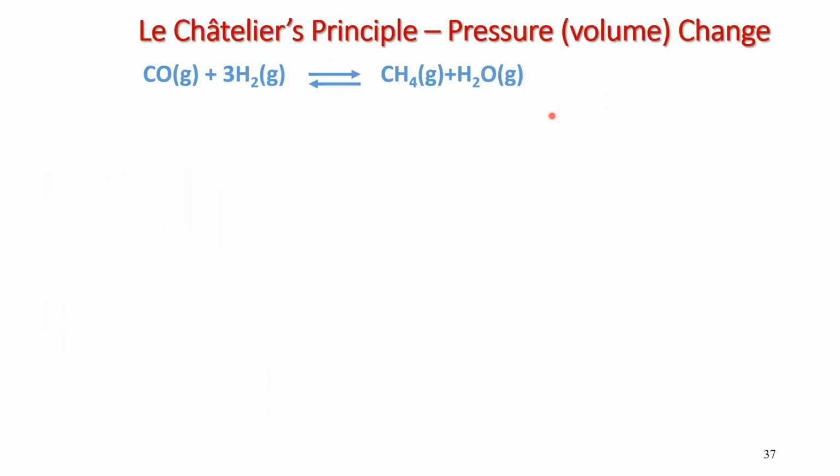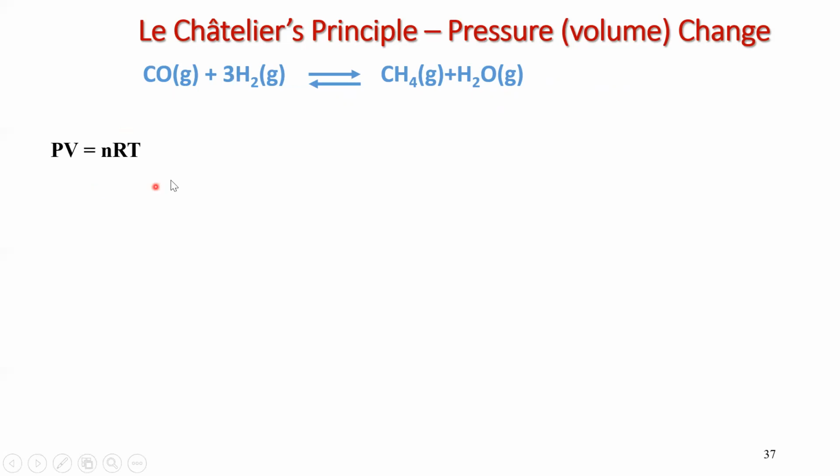So the last factor that we need to talk about is pressure. And really, it's a relationship between pressure and volume. And we should remember that pressure and volume are inversely related. If we increase the volume, that decreases the pressure. If we decrease the volume, that increases the pressure. And the only things that are going to be affected by pressure changes or volume changes are gases. Solids and liquids are not affected.